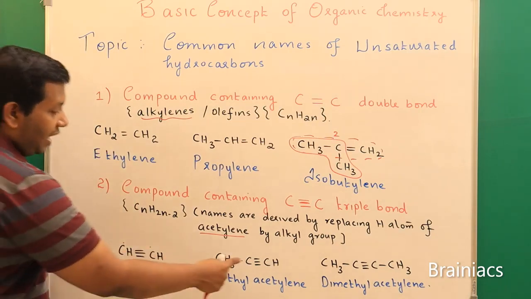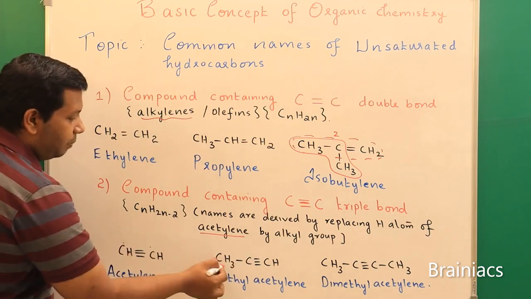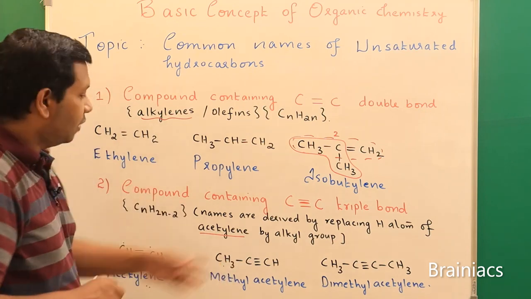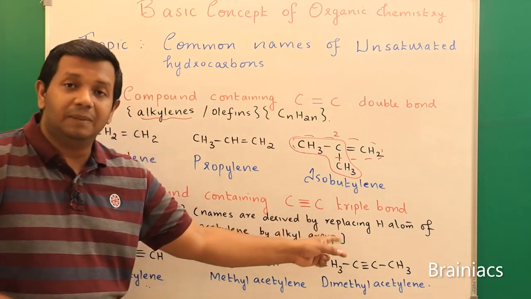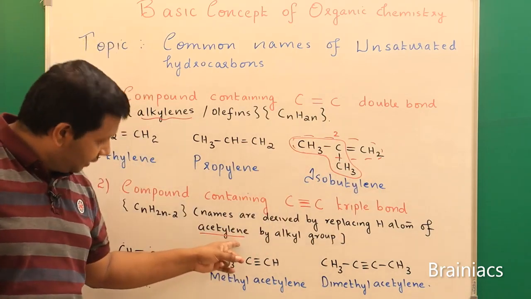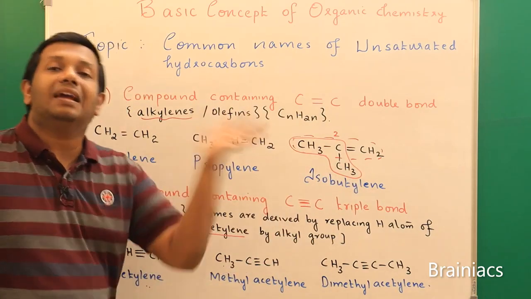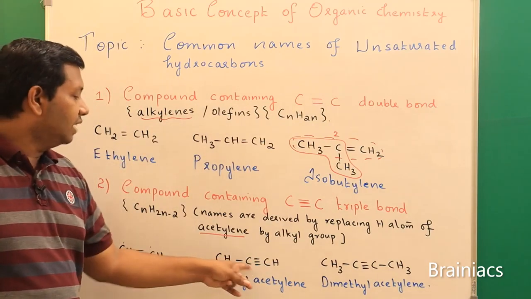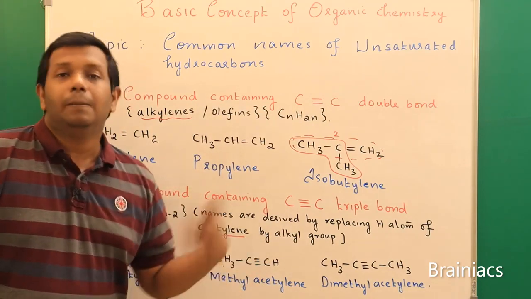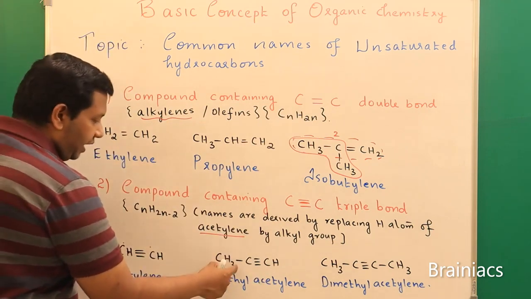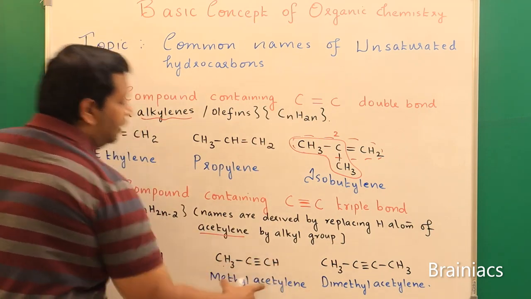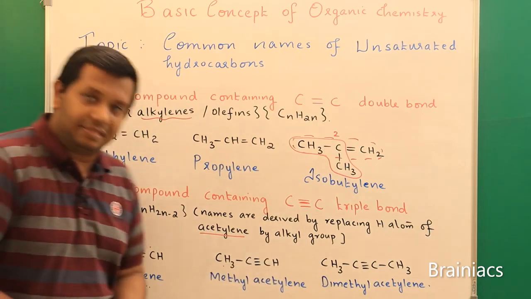Suppose here 1 hydrogen atom is replaced and 1 methyl group is introduced. Then what we say, as per the rule, they are saying names are derived by replacing the hydrogen atom of the acetylene by an alkyl group. So that means here 1H is replaced by which alkyl group? Methyl. So we can say the name of this compound is methyl. Then what is this unit? Acetylene. So the name is methyl acetylene.